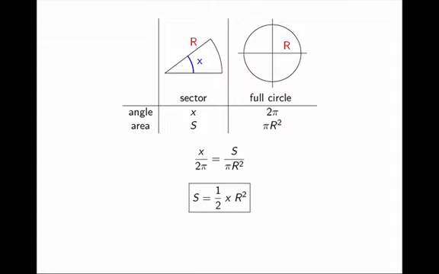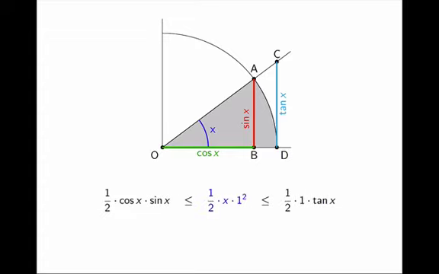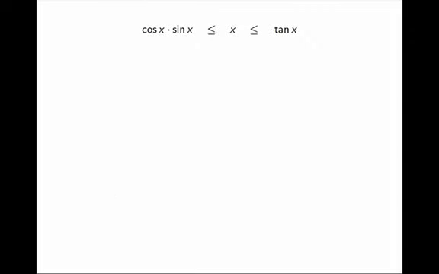So from there, we get that the area of a sector is 1/2 of the angle x times the radius r squared. So let's use this formula back in our previous problem. I was trying to calculate the area of this sector. In this case, the angle is x, and the radius is 1. So the area of the sector is simply 1/2 of x. And I've obtained 2 inequalities, and I will continue from there. I can now forget the picture, keep these 2 inequalities. I'm going to multiply everything by 2. And so I have that cosine x sine x is less than or equal to x is less than or equal to tangent of x.